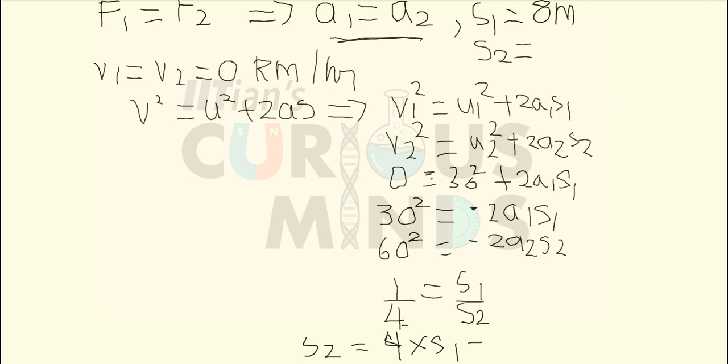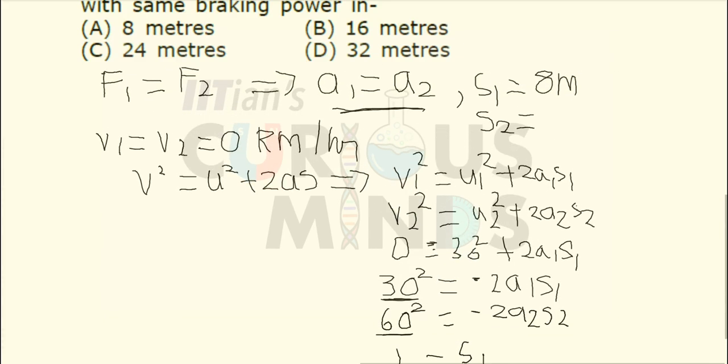S1 is given as 8 meter, so 4 into S1 will be equal to 4 into 8, which is equal to 32 meter. There is no need to convert the velocity here because in the ratio it will get cancelled out. Even if you convert kilometer per hour into meter per second, it will get cancelled out. So the answer is that S2 is 32 meter, which is option number D.